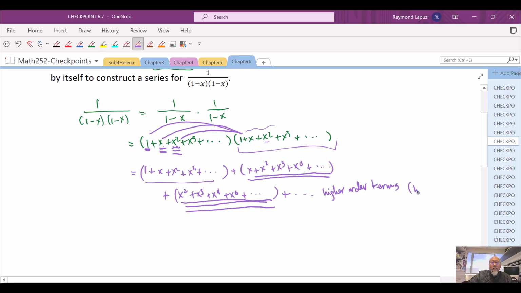And a little side note, this is called HOT for higher order terms. Okay, we're going to ignore that and hopefully be able to count what's happening here.